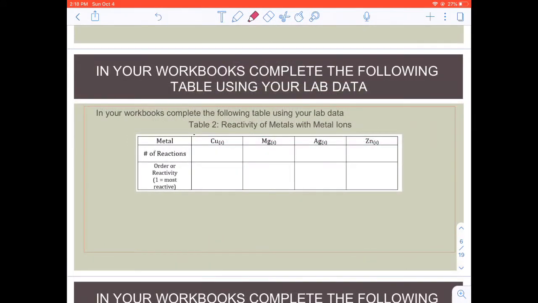Now let's fill in the chart for our reducing agents. So our reducing agents are our metals in this case. How many times did each of your metals react? Based on your half reactions, you guys can fill that in. And then look for your order of reactivity. So you're going to tell me which of these metals reacted the most to the least. So go ahead and do that. You guys can pause the video here, and then we will resume and we'll look at the answer.